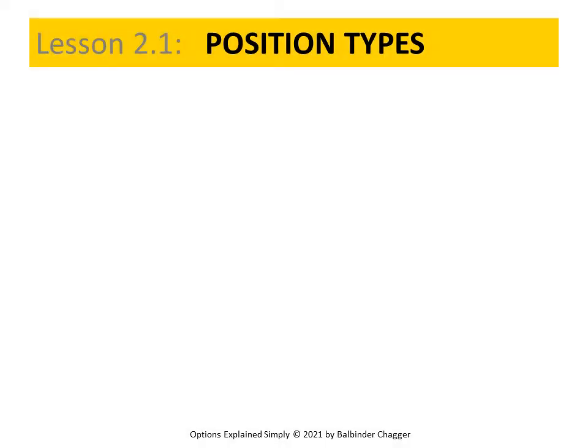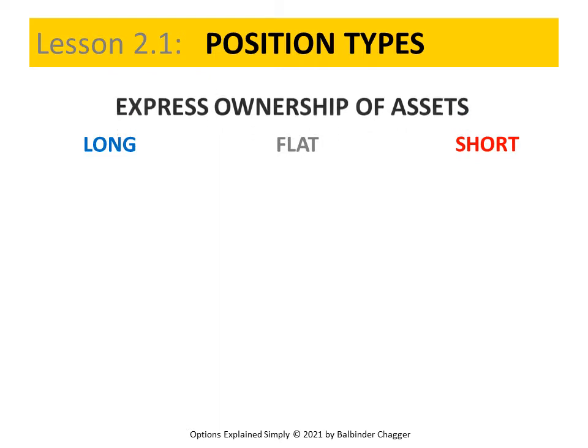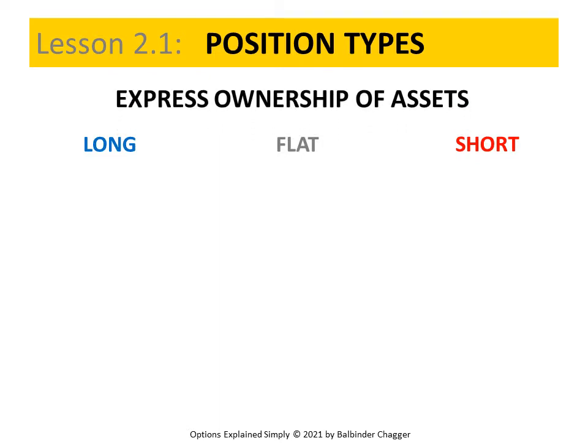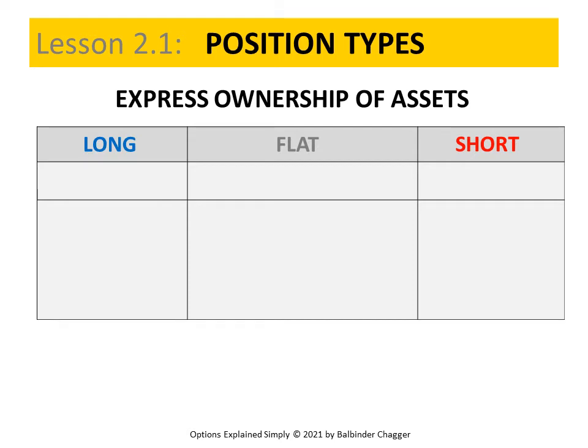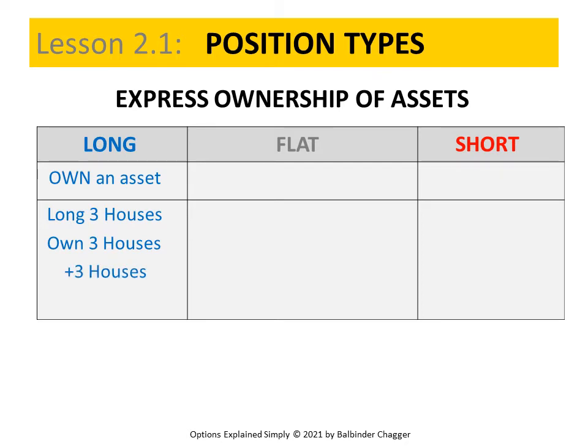In this lesson, we'll learn how the terms long, flat, and short are used in the financial investment world to express ownership of assets. We use the term long to express that we own an asset. For example, if we say we're long 3 houses, this means we own 3 houses. When we write long positions down, sometimes we use the plus sign, for example, plus 3 houses. Often, though, we omit the plus sign and just write 3 houses.